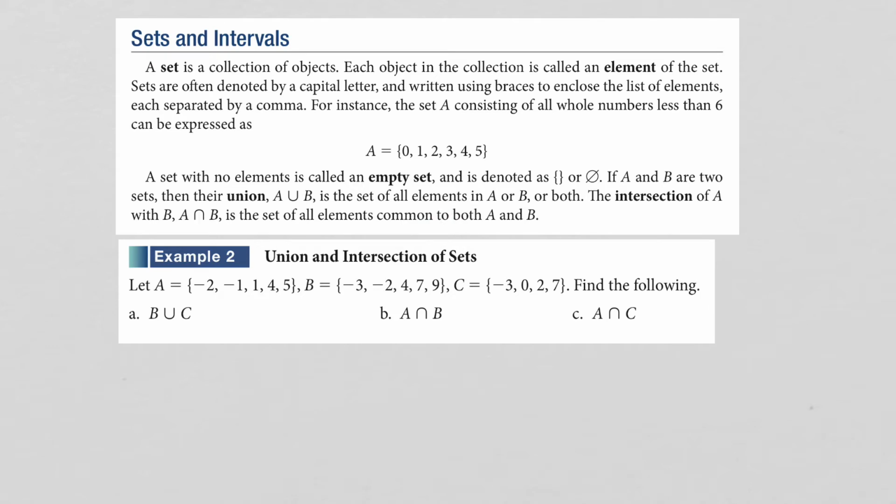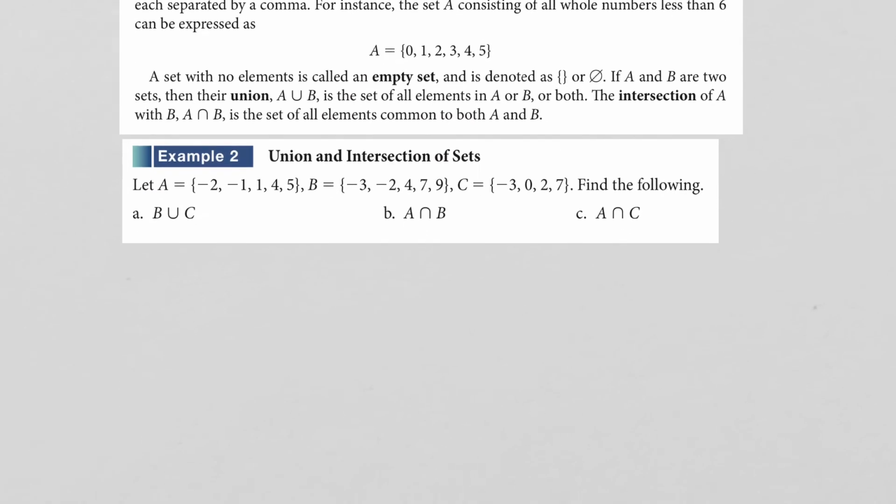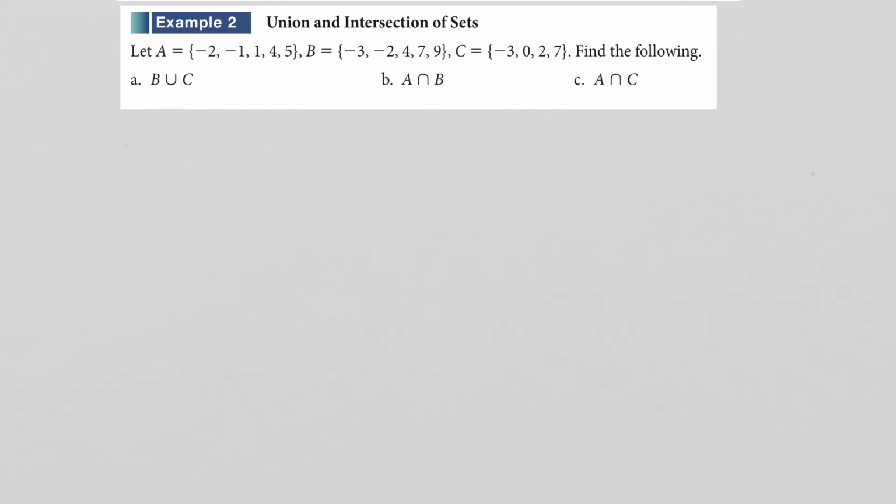So let's just do a couple of simple examples here. In the first one, we are asked to find the set B union C. So union means you're going to take the two sets and put them together. So set B is the set consisting of those 5 numbers, and set C is the set consisting of those 4 numbers.